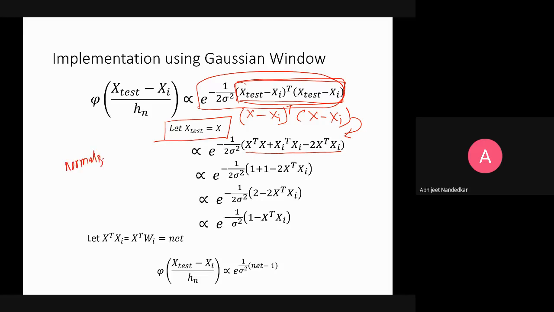normalize x and xi. So if we normalize input and training pattern, then this x transpose x will be equal to 1 and xi transpose xi will be also equal to 1. So these are norm squares. So norm is the length of the vector. So when you normalize, length of the vector becomes 1. So their square is also 1.